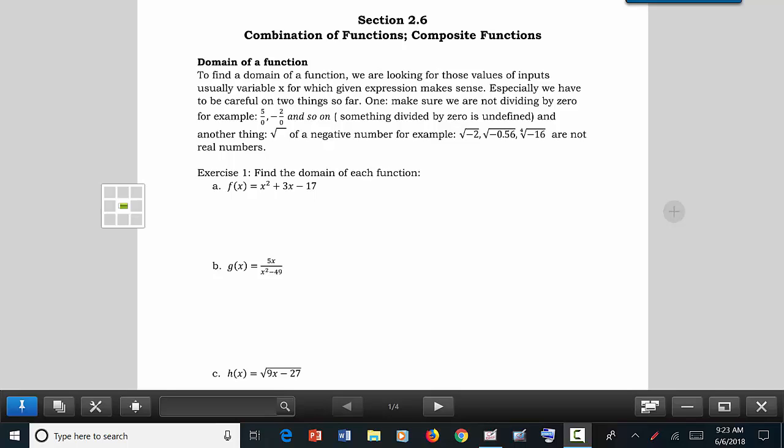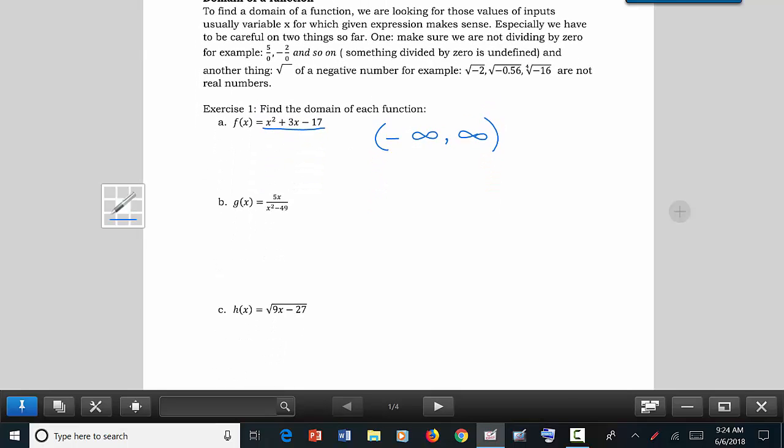It is about the domain of functions, and if we compose two functions, what the composite of those two functions will be. Now on exercise number 1A, we don't have any restriction in this function, meaning we don't have any square root, we don't have any fraction. That's why for every value of x this expression makes sense. That's why the domain is from negative infinity to infinity. No value we have to throw out, because for every value it does make sense.